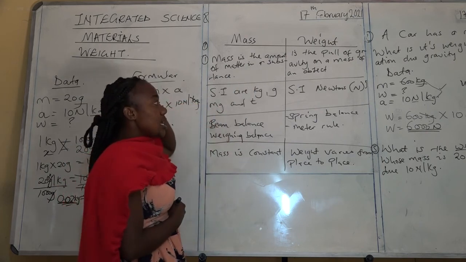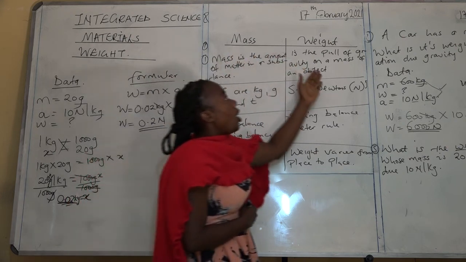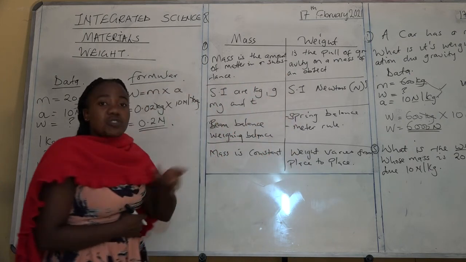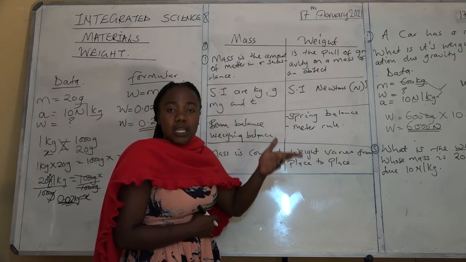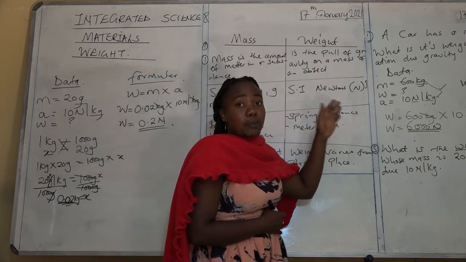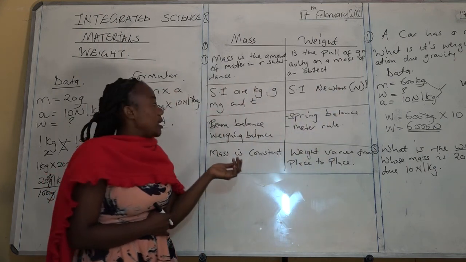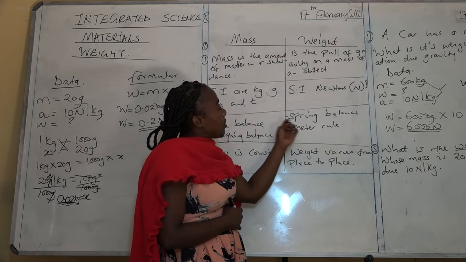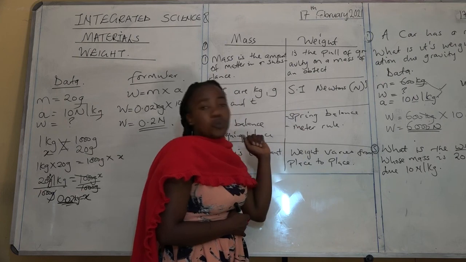So in terms of definition, mass is the amount of matter in a substance, while weight is a pull of gravity on a mass of an object. Then we've also differentiated by their SI units. The SI units for mass are kilograms, milligrams, grams, and tons. Weight's SI units are newtons, denoted by capital letter N. The instruments that are used to measure mass are beam balance, weighing balance, even triple beam balance. On the weight side, the instruments are spring balance and meter rule. Are we together, class?